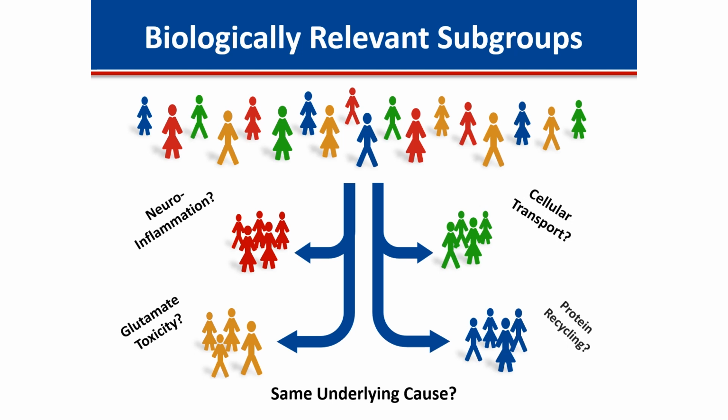It might be neuroinflammation, glutamate toxicity, the protein recycling that I was talking about earlier, maybe the cellular transport group, and thereby be able to develop drugs that target each of these groups, so that we would be treating the neuroinflammation patients with an anti-inflammatory, the cellular transport patients with something that speeds up transport down the axon, and thereby bring precision medicine to ALS.